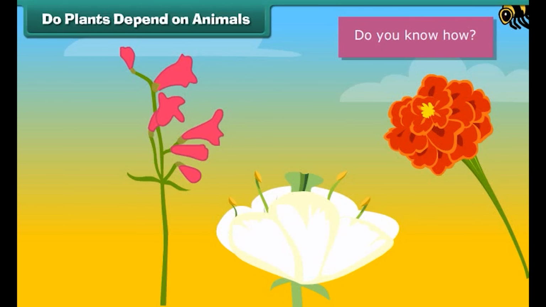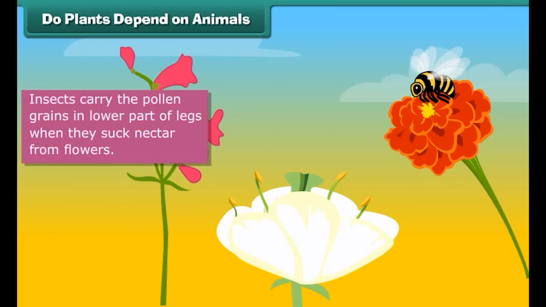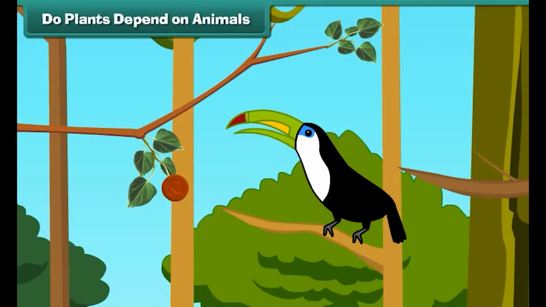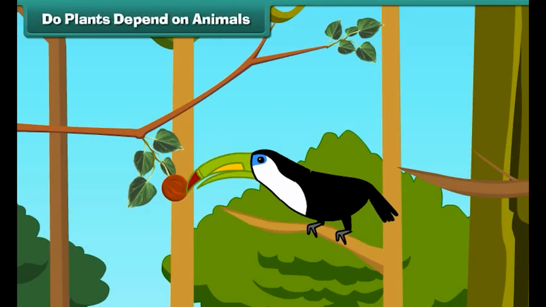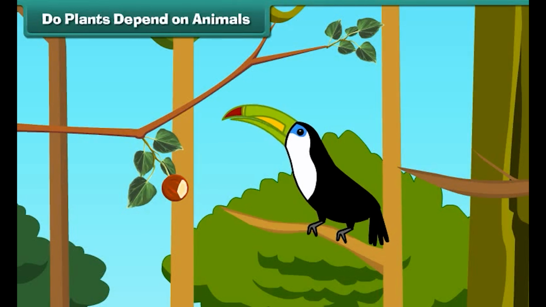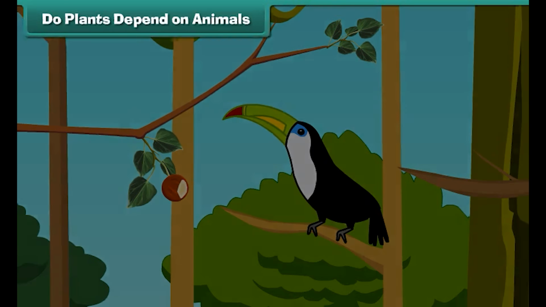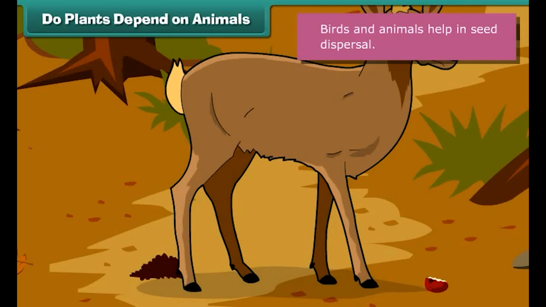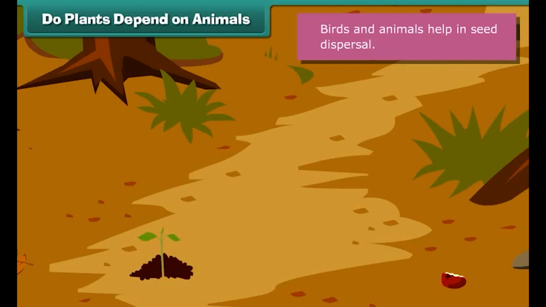Do you know how? Let us see this. Many insects, bees and butterflies carry the pollen grains on the lower part of their legs when they sit to suck nectar from flowers and move from flower to flower. They spread the pollen carried by their legs. This is how they spread the plant seeds.